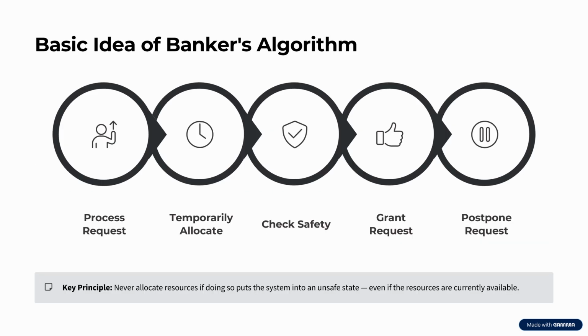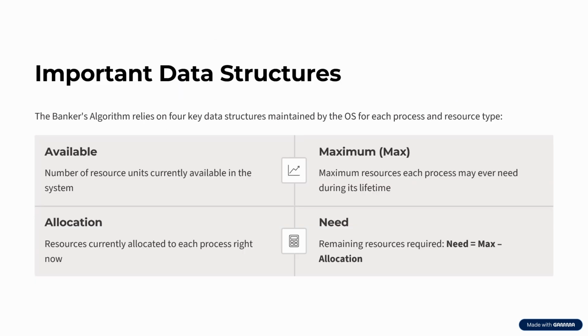So the basic idea of Banker's algorithm is: process the request, temporarily allocate, check for safety, grant the request. If it is not possible, postpone the request. Banker's algorithm relies on four key data structures maintained by the operating system for each process and resource type: available, maximum, allocation, and need. Only if the resource is available will it be allocated. If it is not available, it will not be allocated, which avoids the deadlock. So this is how we can avoid deadlock.